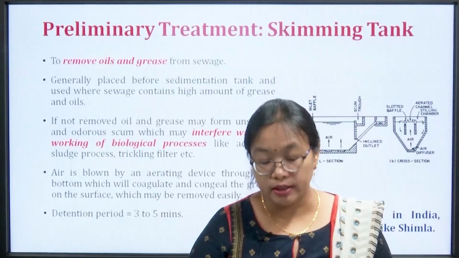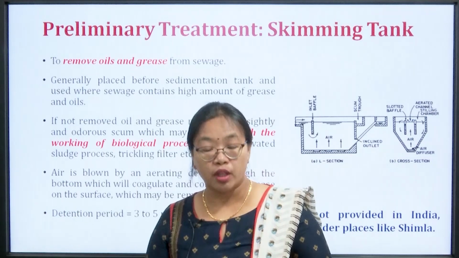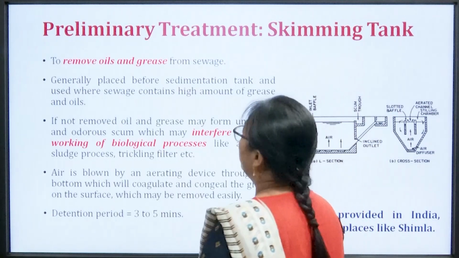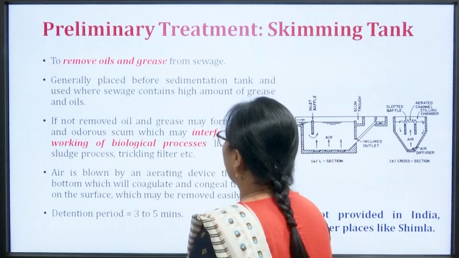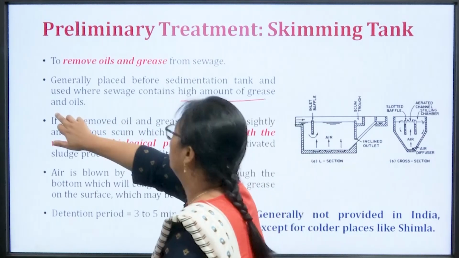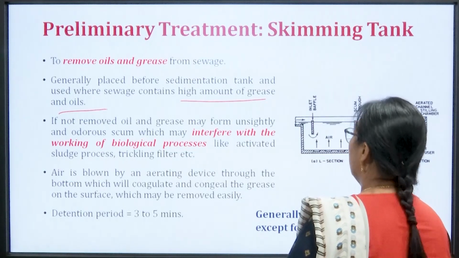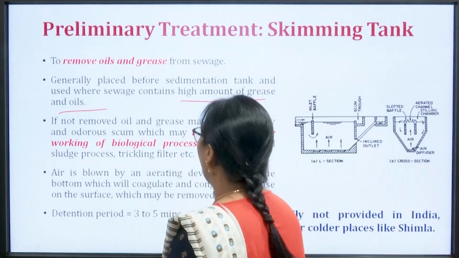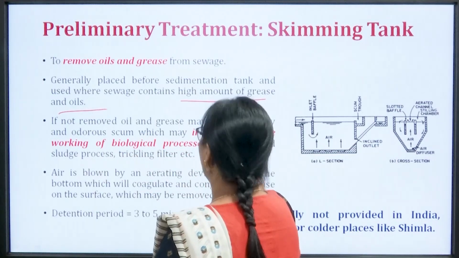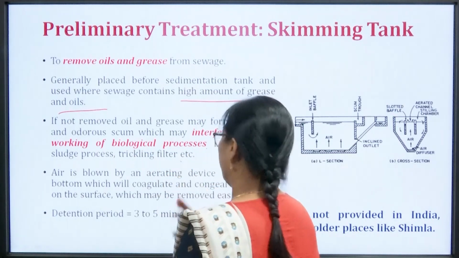Then next is the skimming tank. Skimming tanks are also very important. They are used to remove oil and grease from sewage. They are generally placed before the sedimentation tank and used when sewage contains a high amount of grease and oil. If not removed, oil and grease may form unsightly and odorous scum which may interfere with the working of biological processes like activated sludge and trickling filters.